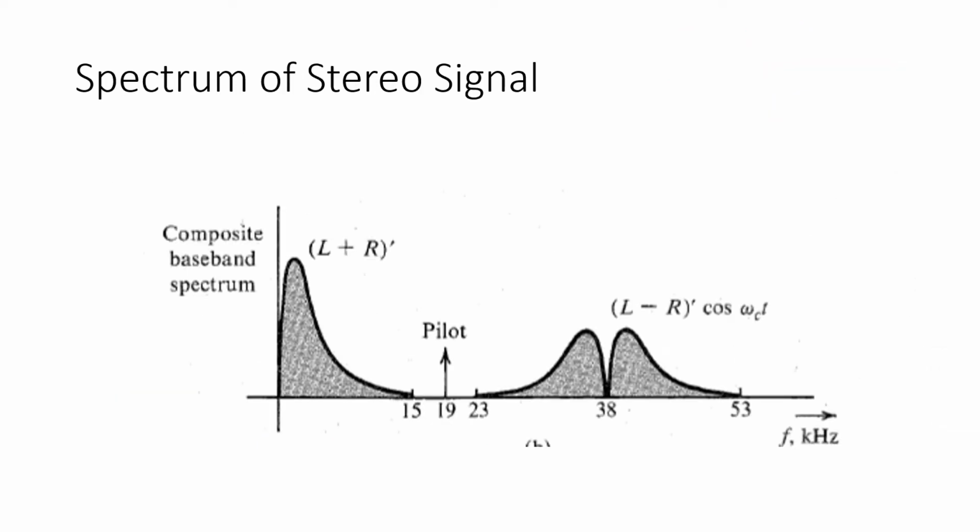This is the spectrum of stereo signal as explained earlier. So we can see that from 0 to 15 kHz in the spectrum of stereo signal we have L plus R dash. At 19 kHz we have sinusoid, that is a pilot carrier, and we have DSB signal which is centered at 38 kHz having maximum frequency 53 kHz and minimum frequency 23 kHz. In this way, the stereo signal has the frequency range of 0 to 53 kHz.